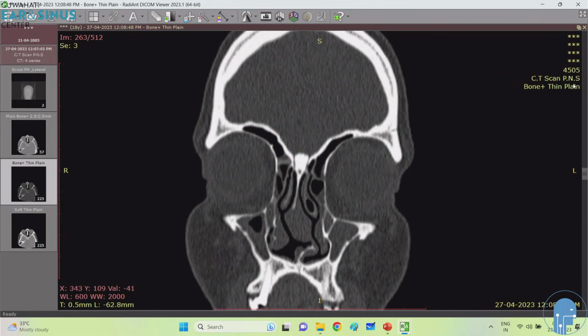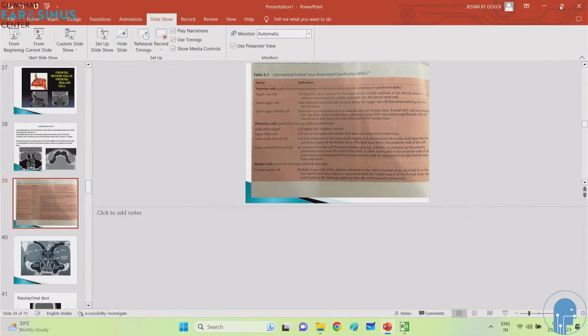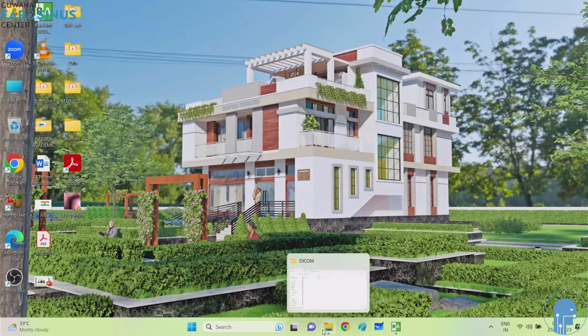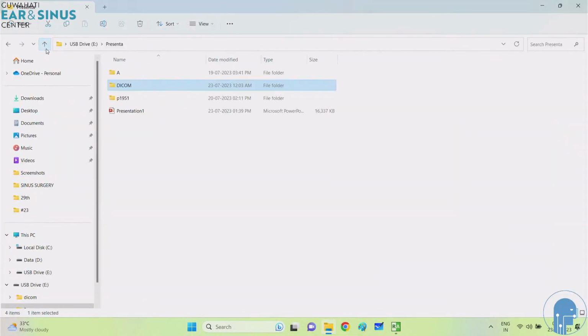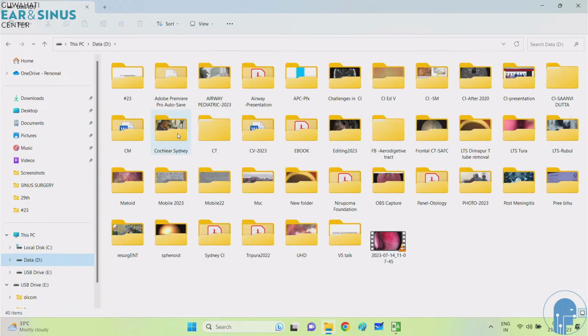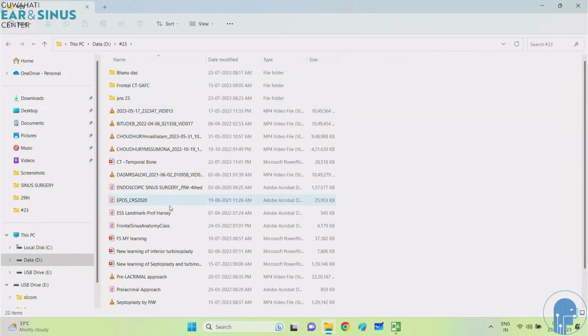Actually, I have a little simplified presentation for today. Just a minute. It's called New Learning. I have termed it New Learning for the preparation of this workshop.